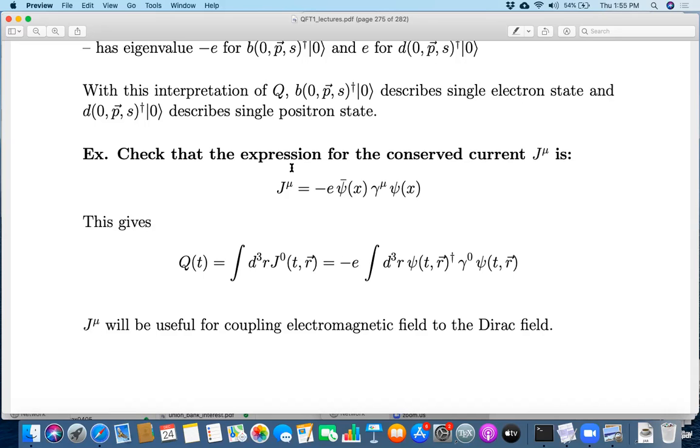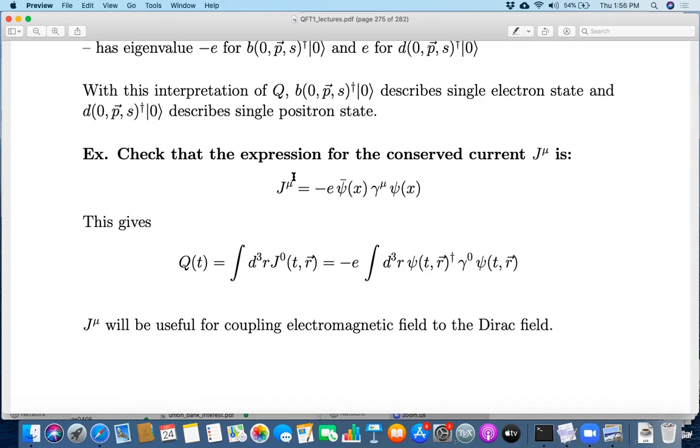And I leave it as an exercise for you to check that J^mu, the full conserved current for the symmetry, is given by -e times psi bar gamma^mu psi. This of course reproduces back the correct Q. But this whole J^mu will be important for us when we try to couple it to the electromagnetic field.